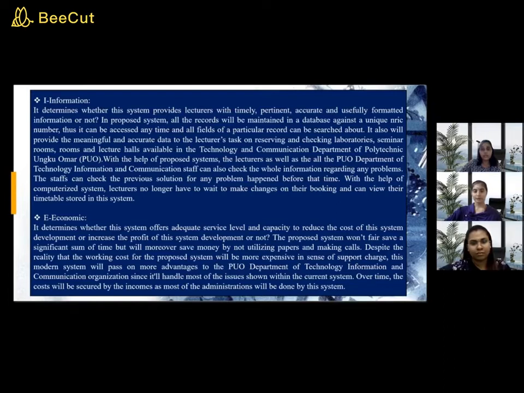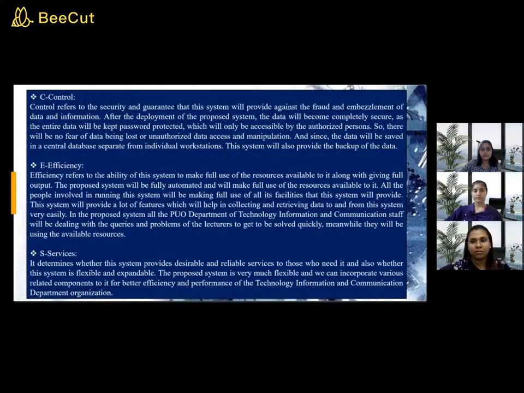Over time, the cost will be recovered by the income as most of the administration will be done by this system. Next, C for control.